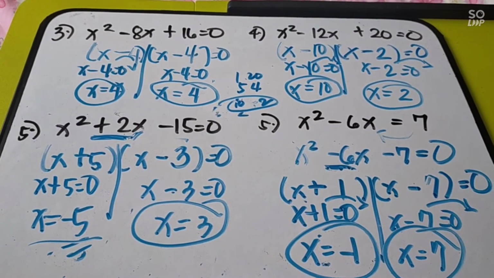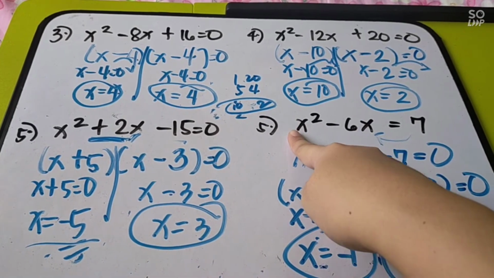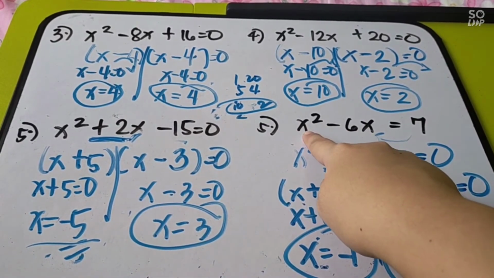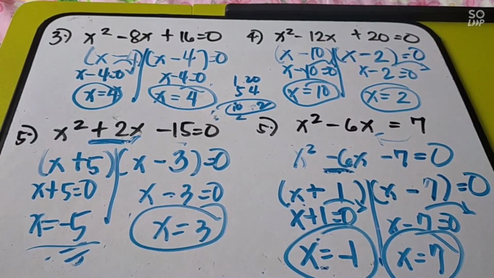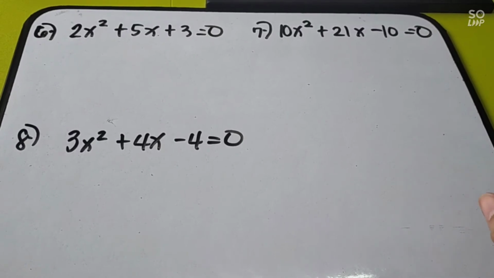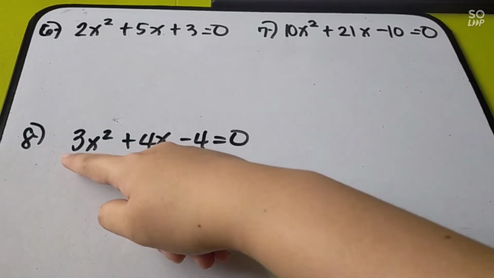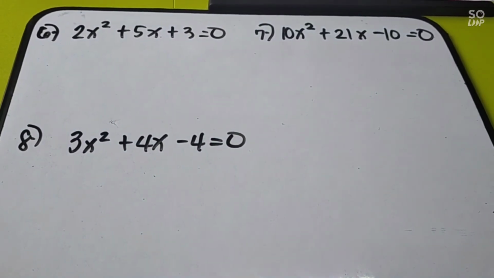Now, let us have an example yung meron namang number dito. Yung merong numerical coefficient si quadratic term. Let us move with our next example. Yung una nating mga examples, madadali yun. So, now, dito tayo sa medyo mahirap. Yung merong numerical coefficient sa tabi ni quadratic term. So, paano nga ba to?